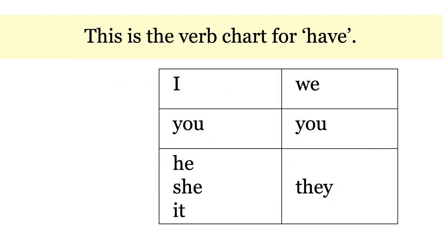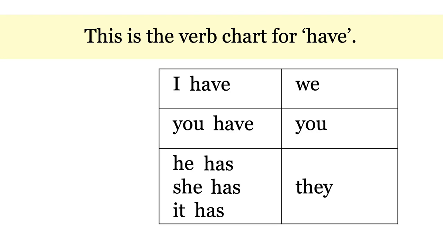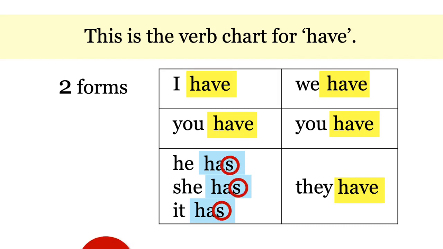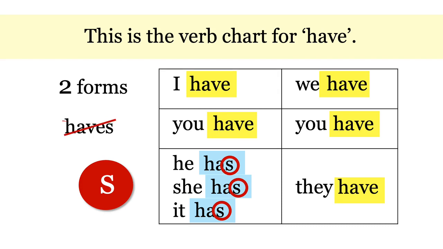This is the verb chart for have. I have, you have, he has, she has, it has. We have, you have, they have. You can see there are only two forms, have and has. Notice there is an S on the end of the third person singular form. There's always an S in this area. But have is an irregular form. You might want to write haves. This is incorrect. The verb is has for third person singular.